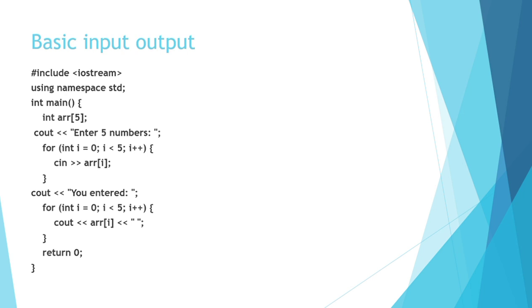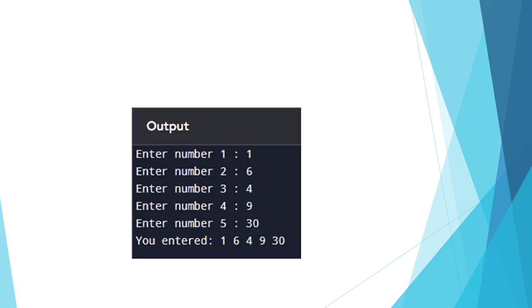Once all 5 numbers have been entered, the program displays a message, "You entered", followed by another for loop that iterates through the array. In each iteration, the program prints the stored values using cout << arr[i], ensuring that the numbers are displayed in the same order they were entered, separated by spaces. This program demonstrates basic array handling, user input, and output operations in C++. After successful execution, output will be like this.